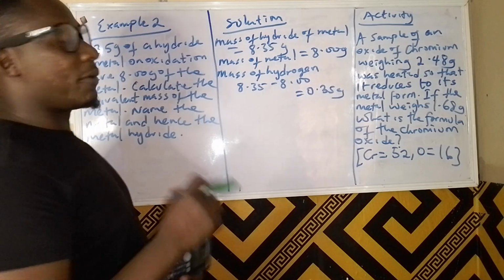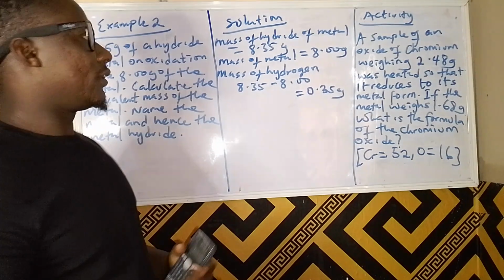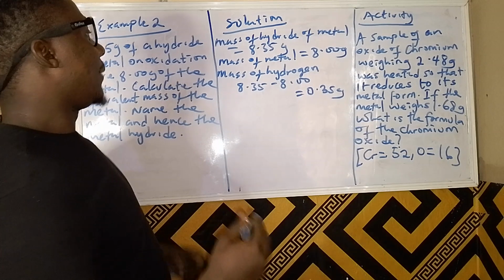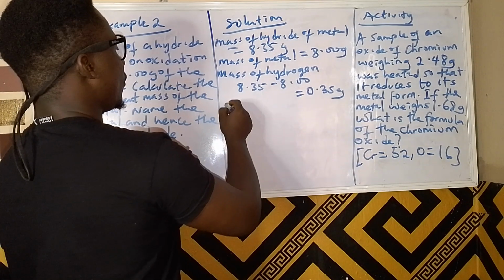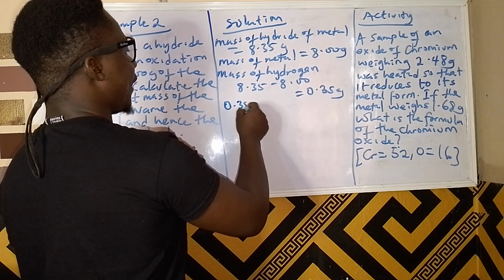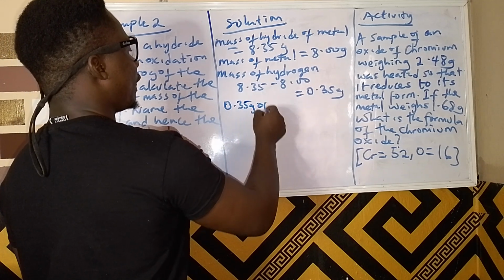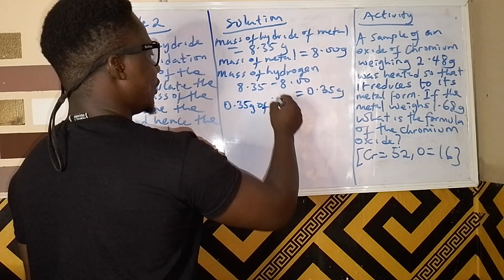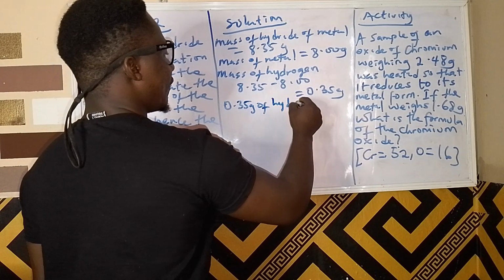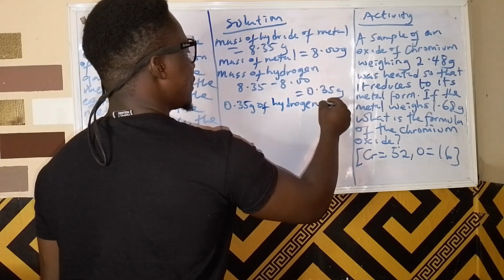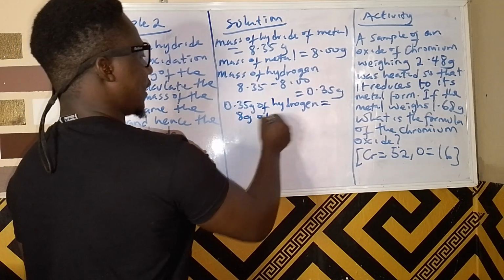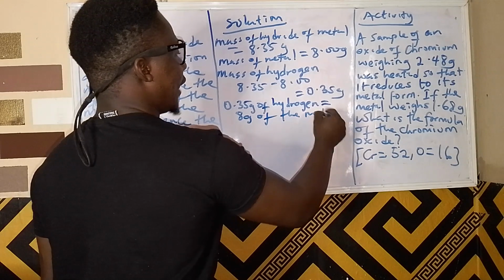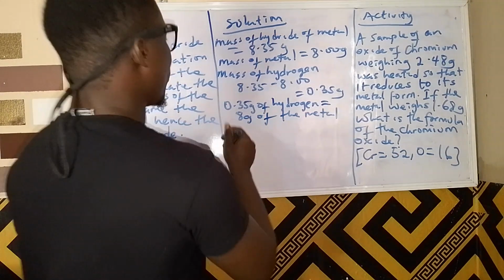Now, having gotten that, we can now find the equivalent mass of the metal. So how do we find the equivalent mass? We will now see that 0.35 gram of hydrogen combines with 8 gram of the metal. Alright? Now in this case we are dealing with hydrogen, so we are going to be using 1 gram.